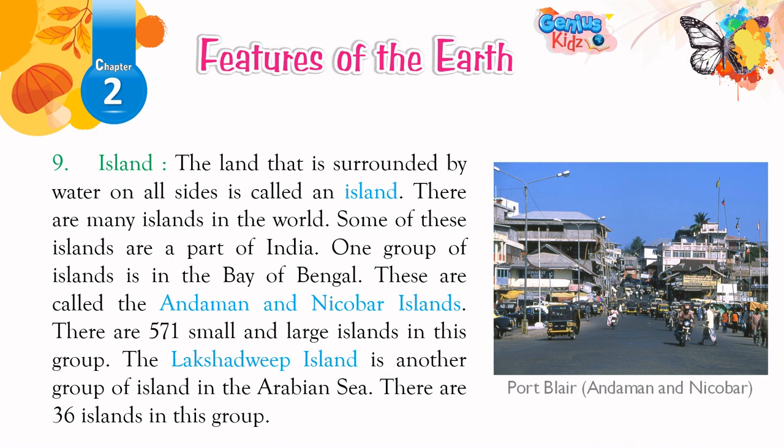One group of islands is in the Bay of Bengal. These are called the Andaman and Nicobar Islands. There are 571 small and large islands in this group. The Lakshadweep Island is another group of islands in the Arabian Sea. There are 36 islands in this group.